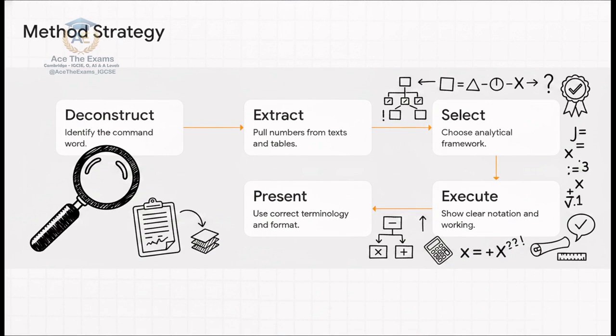So to guarantee you actually survive those practical scenarios, you need what I call the method mark strategy. This is a standardized 5-step sequence pulled directly from successful past exam performances. Step 1, deconstruct the command word. Step 2, extract the relevant data from the text and tables. Step 3, select your analytical formula. Step 4, execute with clear notation. And finally, Step 5, present your final answer with the correct units.